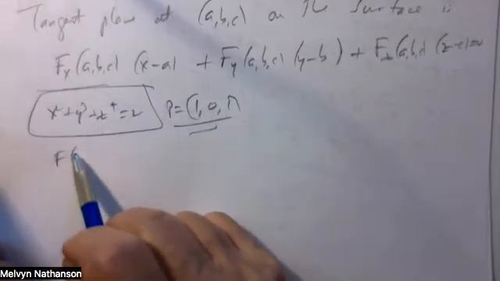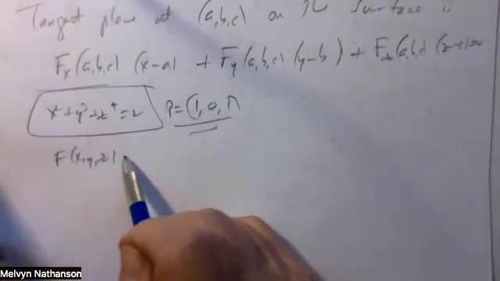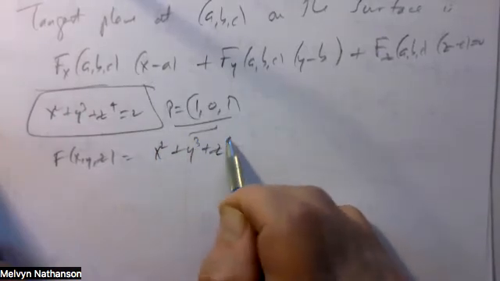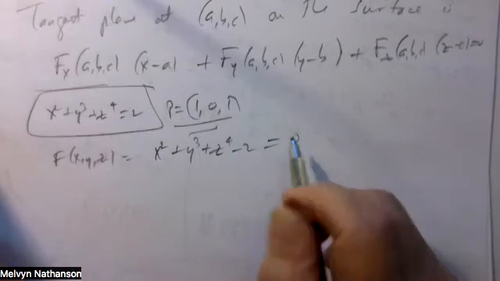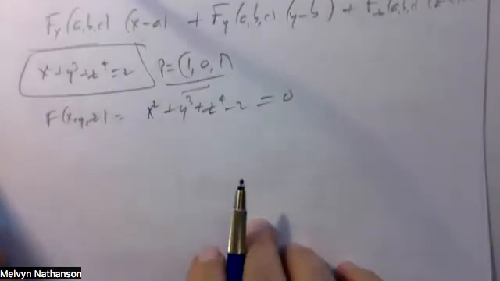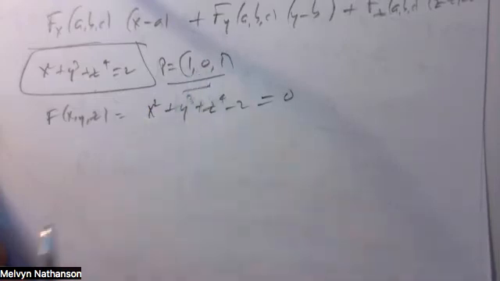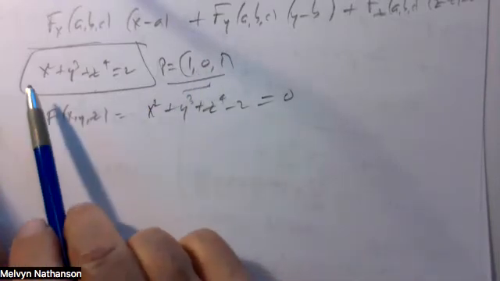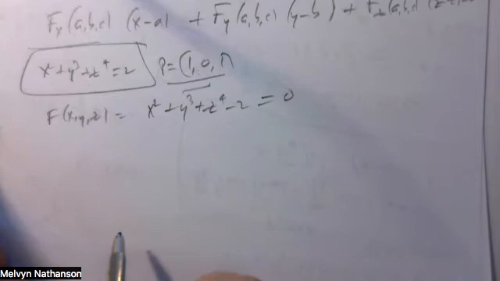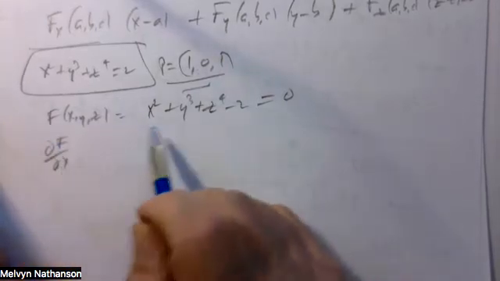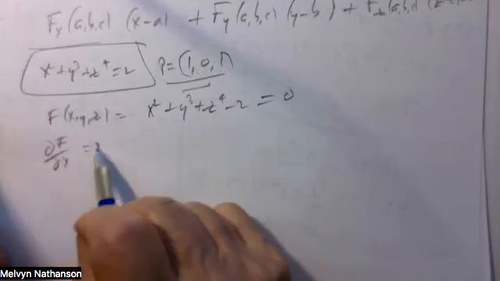So let me think of this as the function f of x, y, z equals x squared plus y cubed plus z to the fourth minus 2. And we're looking at the level surface where this is equal to 0 at this point, because 1 plus 0 plus 1 is 2. Partial of f with respect to x is 2x.